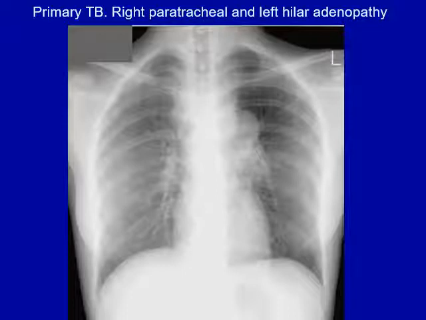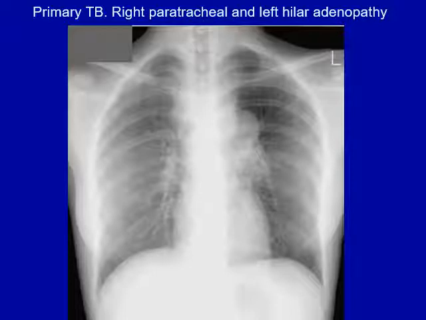Here you see this patient. This is the lymph node here, on the right side and the left side. This is right paratracheal and left hilar adenopathy. This occurs in primary TB. This is called left hilar lymphadenopathy or paratracheal lymphadenopathy. This usually occurs in primary TB.